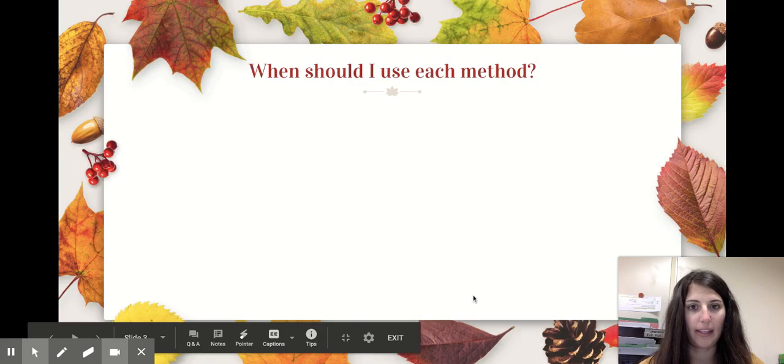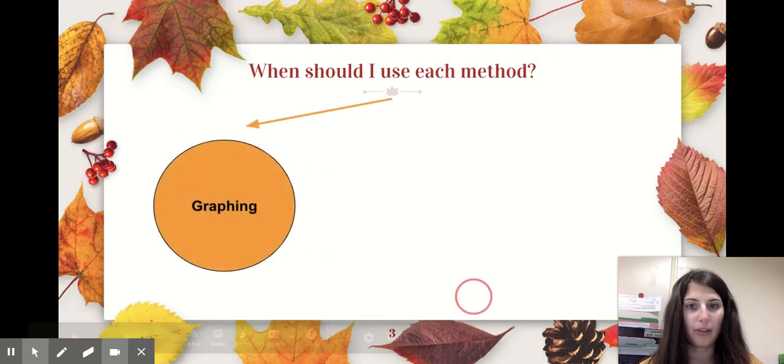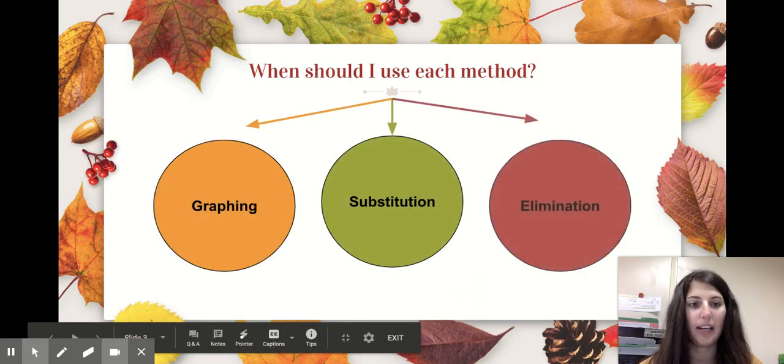So when should I use each method? Today we're going to talk about when we should graph, when we should solve by substitution, and when we should solve by elimination.